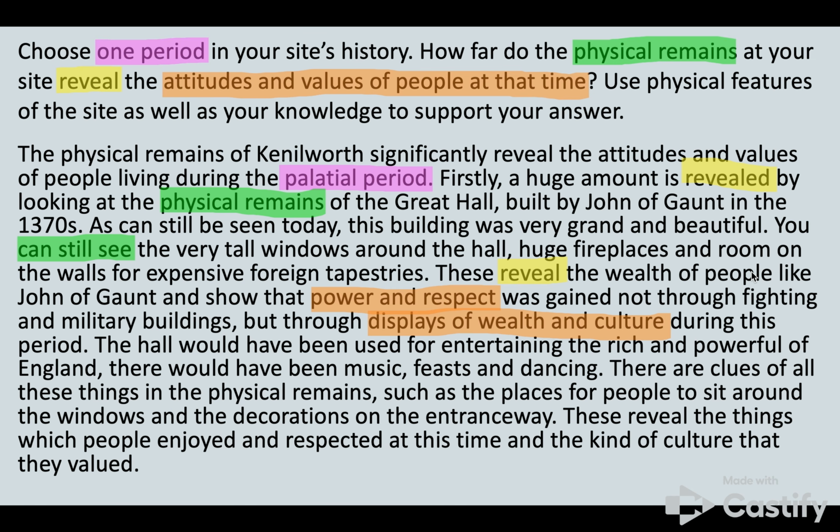So that's me telling the examiner that from the Great Hall, we can work out, we can have revealed to us what was important, what gave you power, the attitudes, what people respected. So wealth and culture. Now I'm going to go on to try and explain a bit more using some more of my own knowledge.